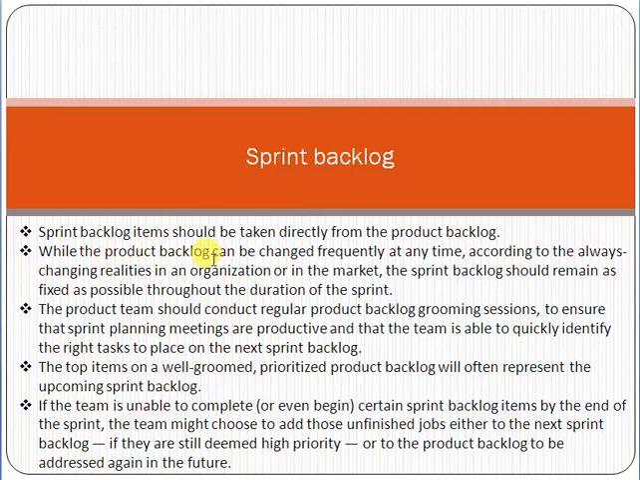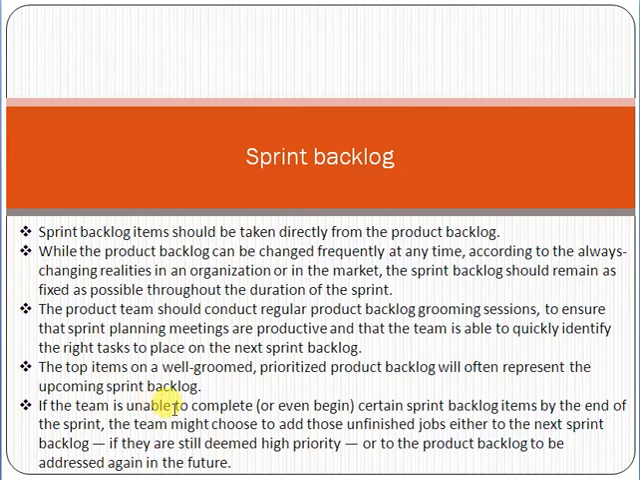While the product backlog can be changed frequently at any time according to the constantly changing realities in an organization or in the market, the sprint backlog should remain as fixed as possible. The product team should conduct regular product backlog grooming sessions to ensure the sprint planning meetings are productive and that the team is able to quickly identify the right tasks. The top items on a well-groomed prioritized product backlog will often represent the upcoming sprint backlog.